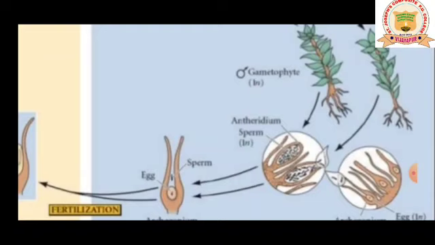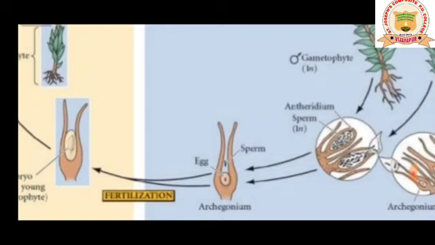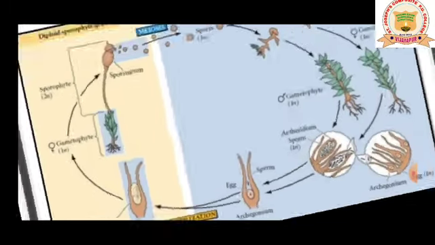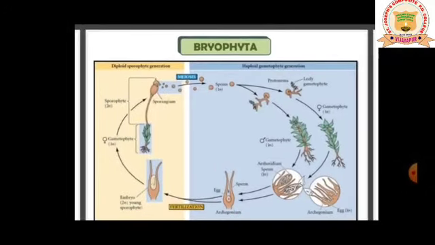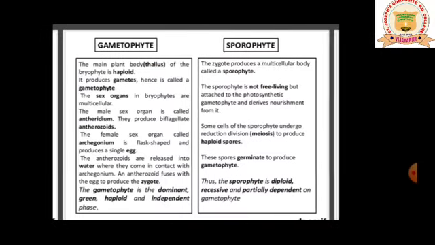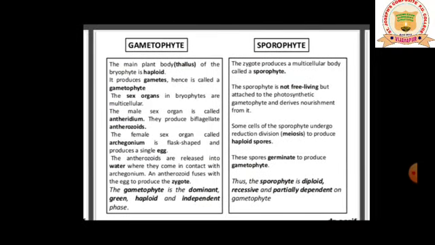Can you see? Then these two fuse and again they form a zygote. A zygote will not go for division, it will continue in the form of sporophyte. This is the peculiarity of your bryophytes. Have a look. I hope it is clear to you. Let me give you the difference between gametophyte and sporophyte. What is the main difference between gametophyte and sporophyte?